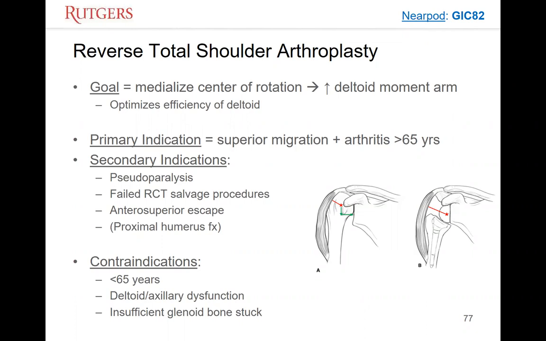It seems to be particularly useful in patients with pseudoparalysis who would otherwise obtain mediocre results with the other treatments, and patients with failed salvage procedures, anterior superior escape of the humerus and proximal humerus fractures, though that's beyond the scope of this discussion. Contraindications are patients aged under 65 years due to concerns for implant longevity, although as these implants become more durable, this is being performed in younger patients more frequently. Other contraindications are anyone with deltoid or axillary dysfunction or insufficient glenoid bone stock.